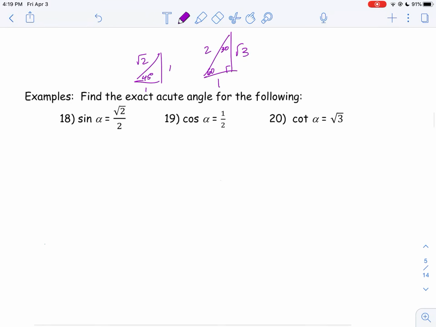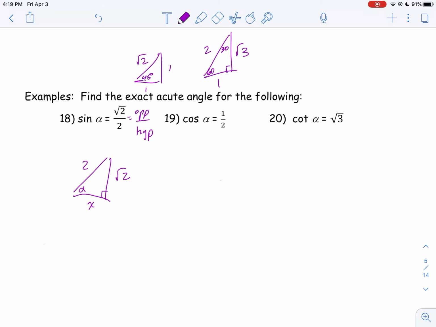Couple ways, just practicing and getting familiar with it, you might be able to just look at number 18 and say, oh, alpha is a 45-degree angle. But if not, just remember this is opposite over hypotenuse. Make yourself a triangle, put alpha in it. Opposite side is square root of 2, hypotenuse is 2, and we need to find the angle here.